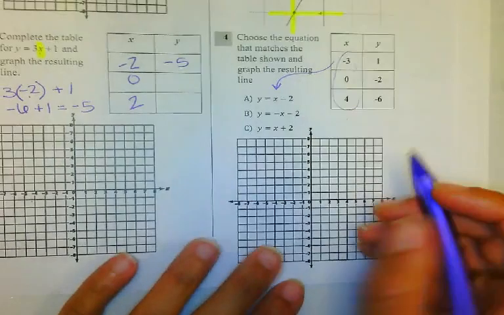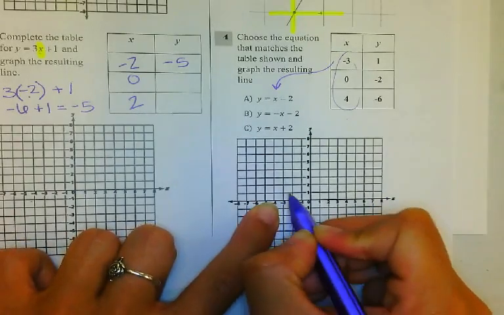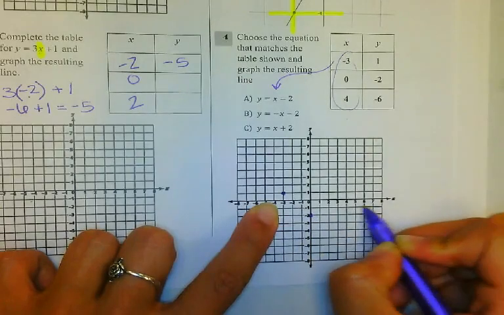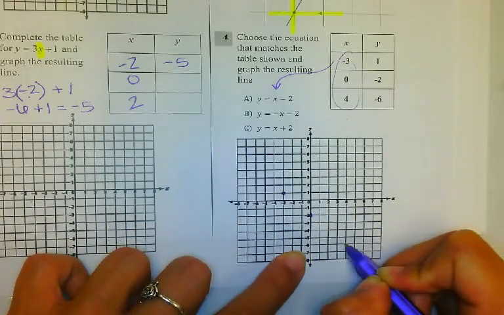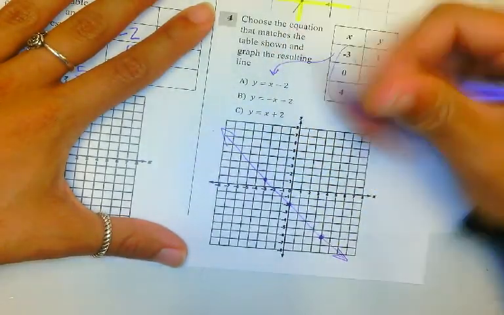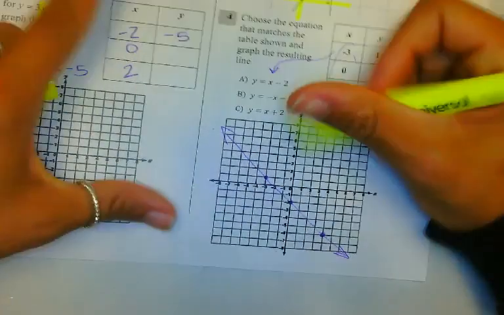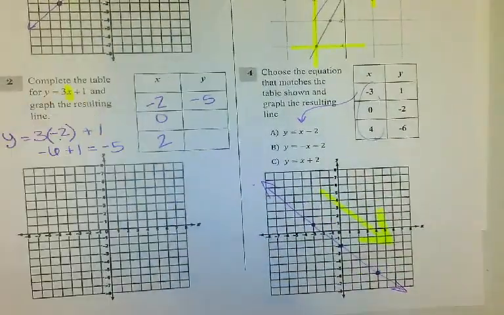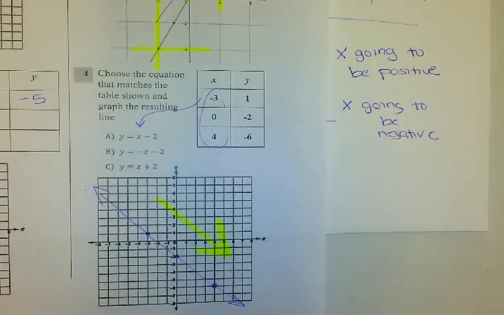All right, hopefully you plotted them. So we got negative 3 and 1, which is here. We have 0 and negative 2, which is here. And we have 4 and negative 6, which is here. If you notice, the graph goes in a downward direction. And so what do we say when it goes in a downward direction? What does that mean? See if you can cross off some of the equations that it cannot be.